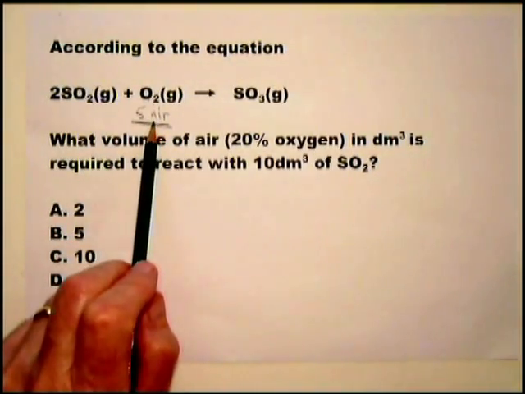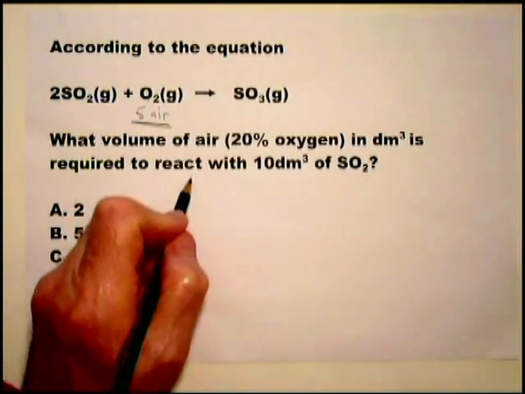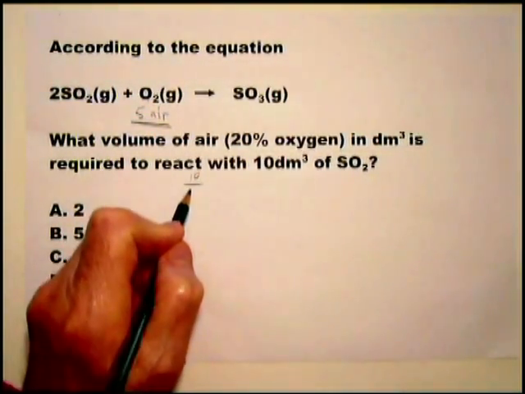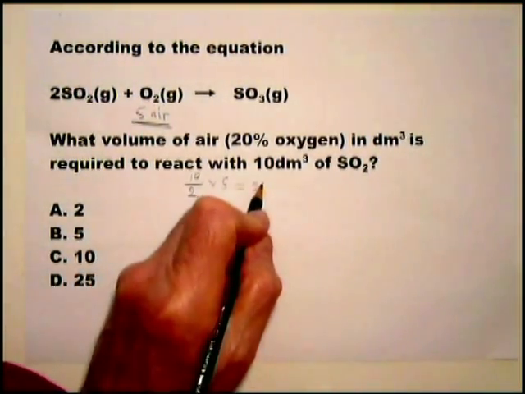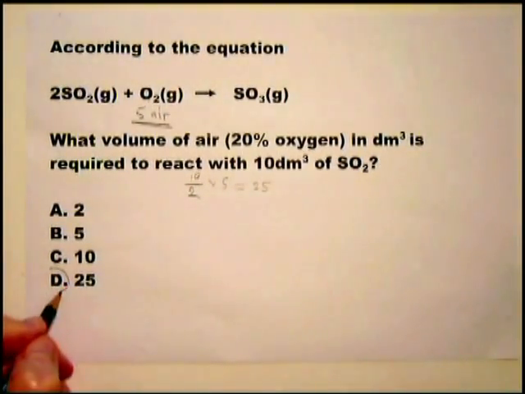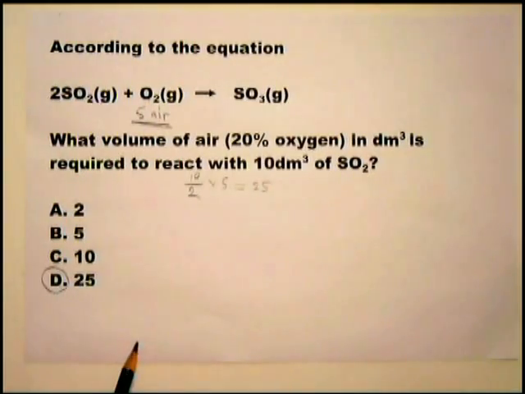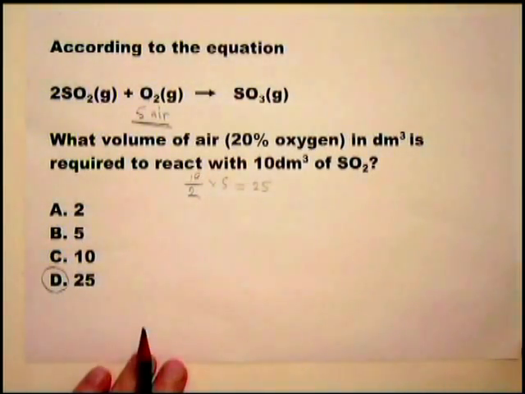So we then look at the volume of SO2, which is 10 decimeters cubed, and therefore the amount of air is going to be 10 divided by 2 multiplied by 5, and that equals 25, and therefore the answer is D. Again, this is something you can do in your head. You don't need to write anything down. You can see it quite quickly, and it should be something that you can do within 20 or 30 seconds, thus saving you a minute to do other types of questions later on in the paper.